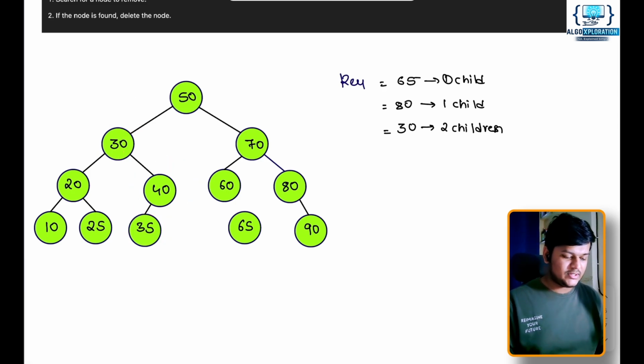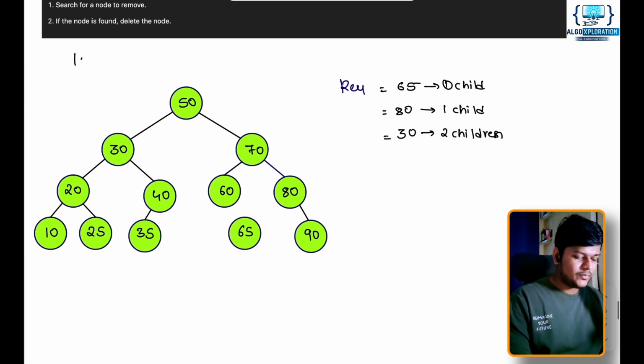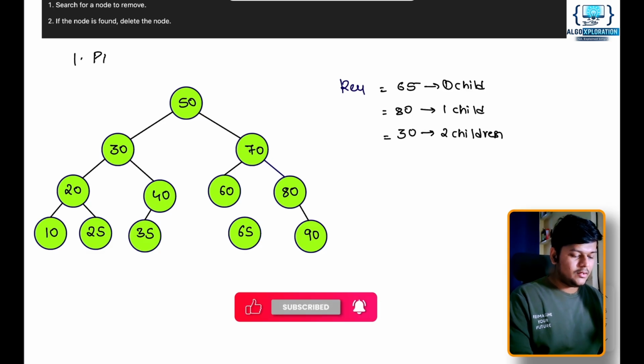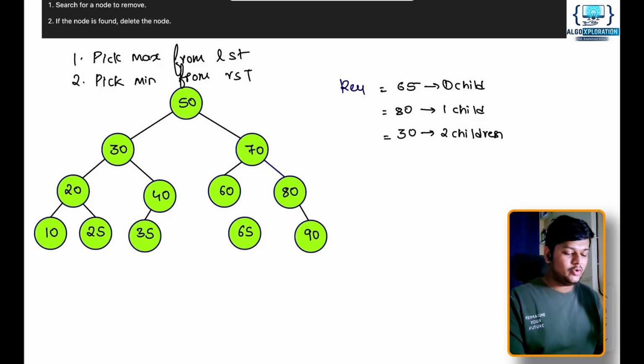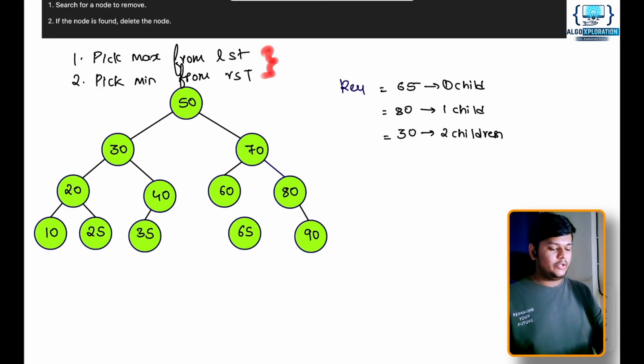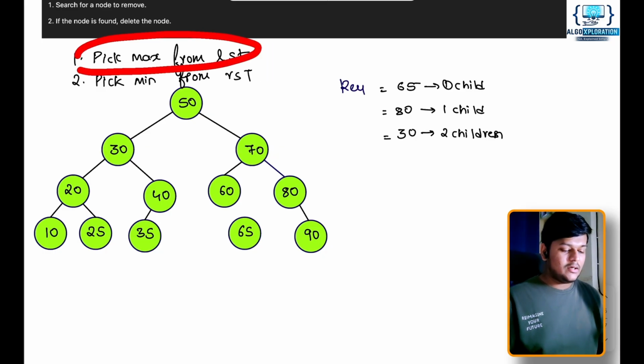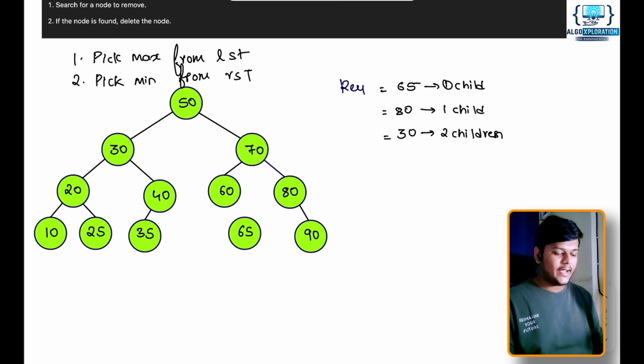So two choices. First, pick max from left subtree. Second way, pick min from right subtree. So these are the two cases. Now you can pick any of them. So I will be going with this. Now the question arises, how can we find the max from the left subtree?